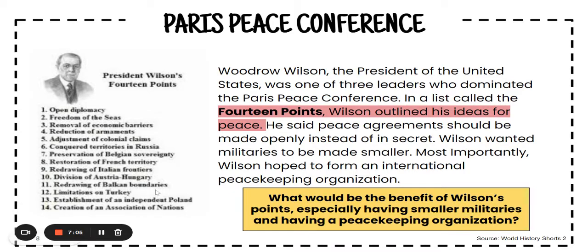Redrawing the Balkan boundaries. Limitations on Turkey, so the country of Turkey, they wanted to limit their power. Establishment of an independent Poland, so Poland didn't quite exist yet, they wanted to make that happen. And the creation of an association of nations, so the creation of an organization where countries are all working together. So pick one of these and tell me what would the benefit be, especially thinking about having smaller militaries and having a peacekeeping organization.